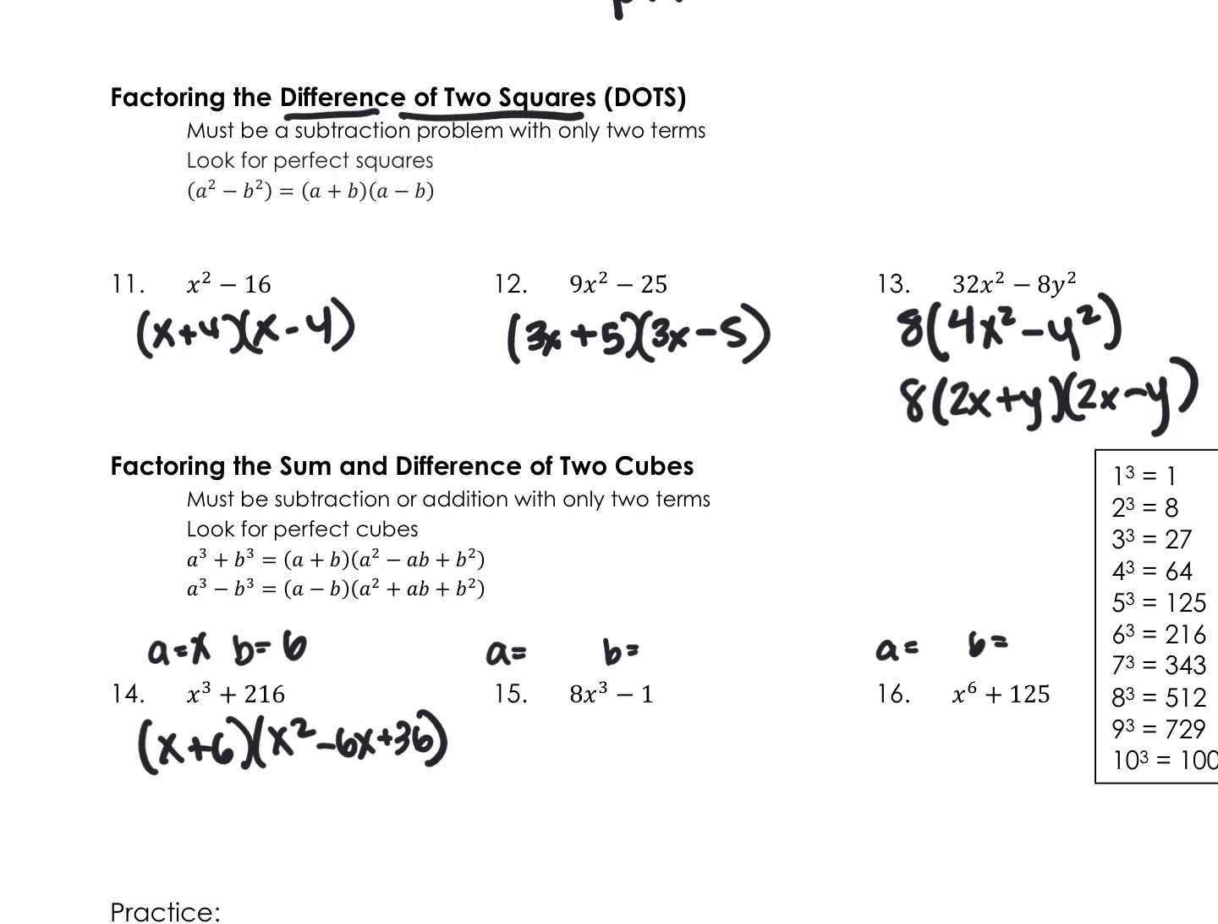I want you to write down what you think A and B here are for 15 and 16. Go ahead and try both. So for number 15, what's being cubed here? Yeah, the x is being cubed. The 8 is not being cubed. What was cubed that gave me 8? 2, right? So here 2 is being cubed and x is being cubed. So A is 2x.